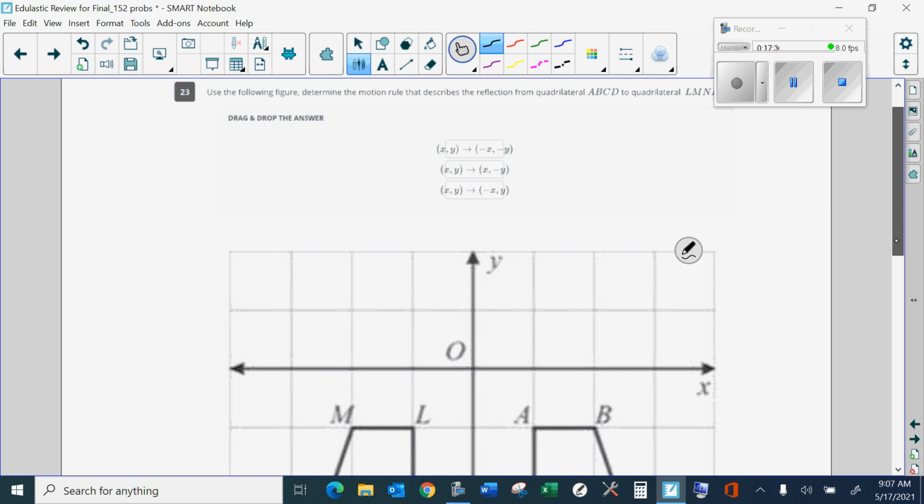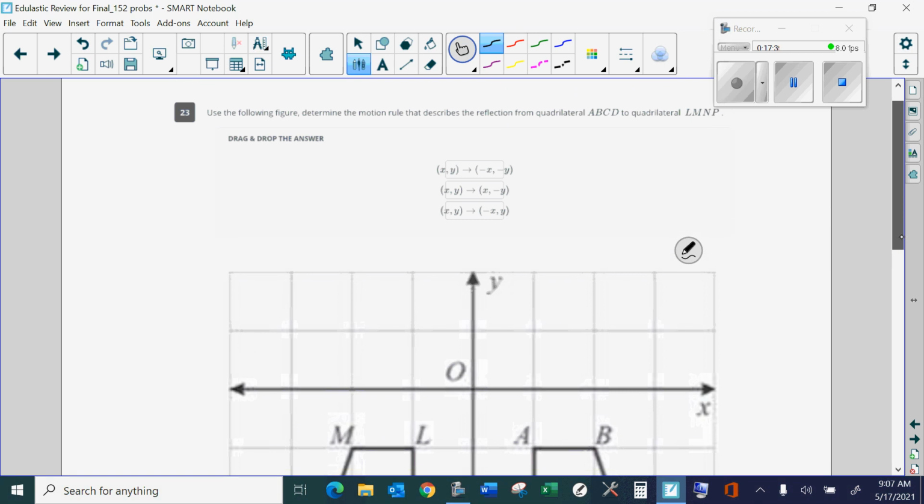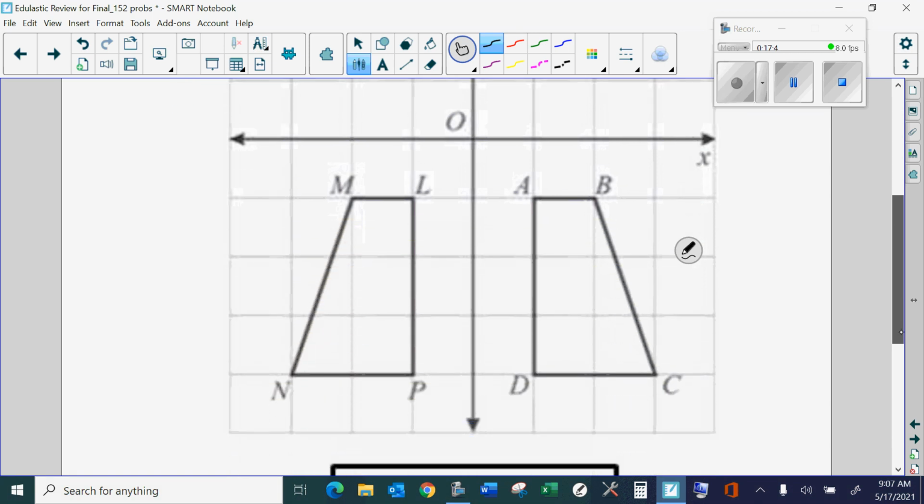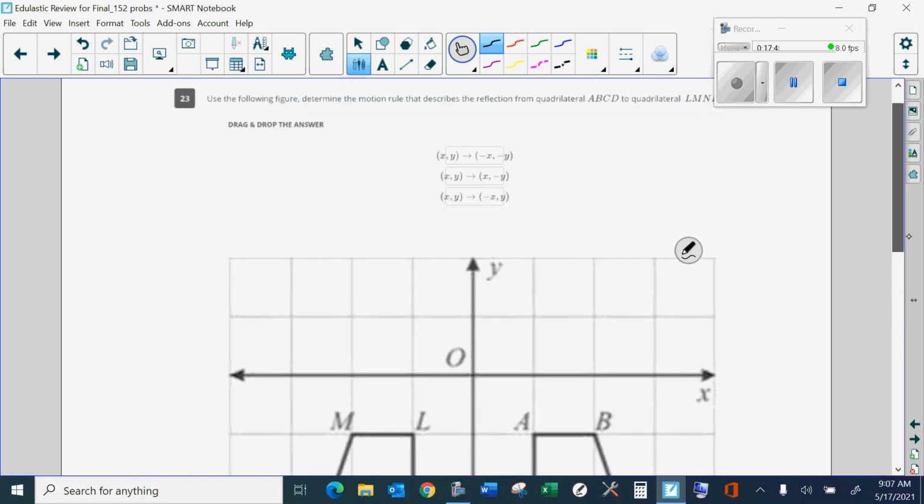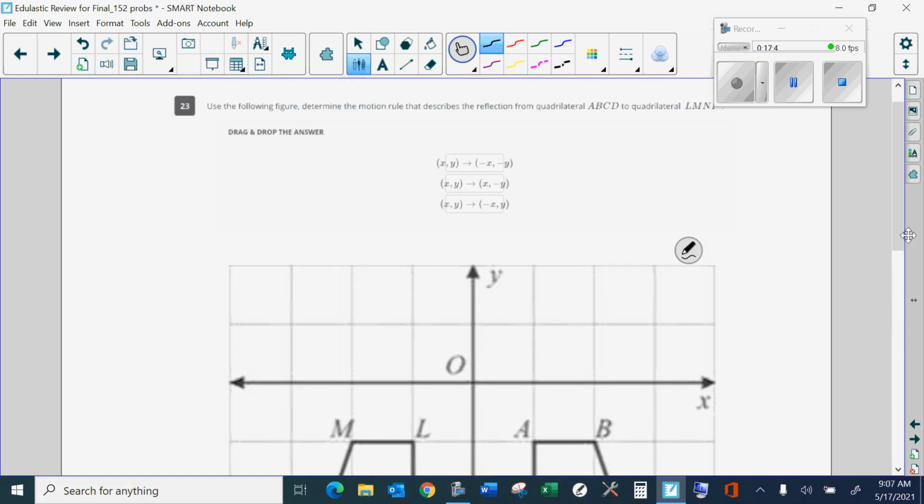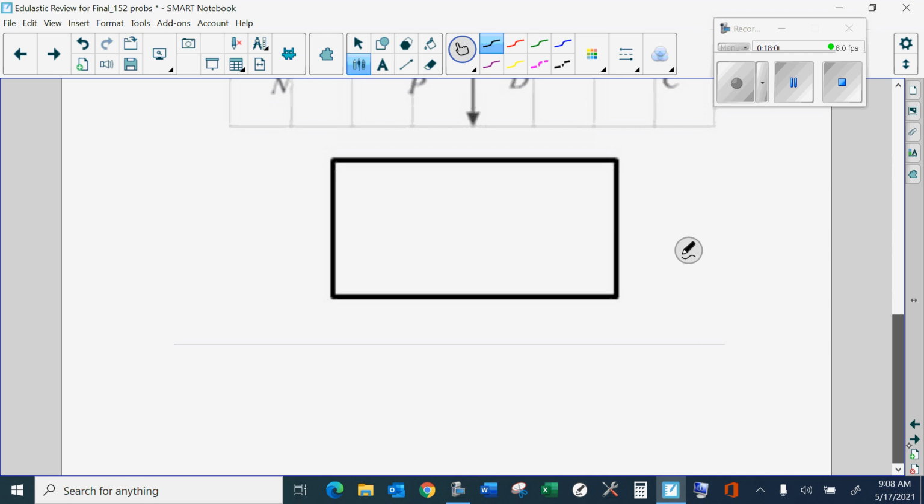Determine the motion rule that reflects the preimage to LMOP. So what do they do? They reflect it over the y-axis. So which one reflects it over the y-axis? When you switch the x coordinate only, y stays the same. There's your rule for reflection over the y-axis. Little r for reflection.